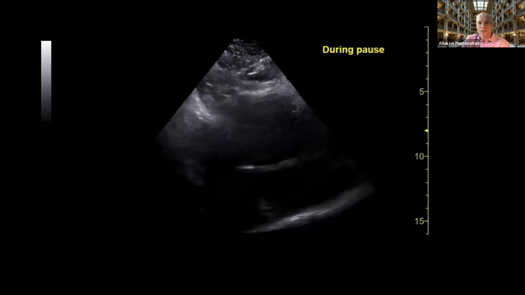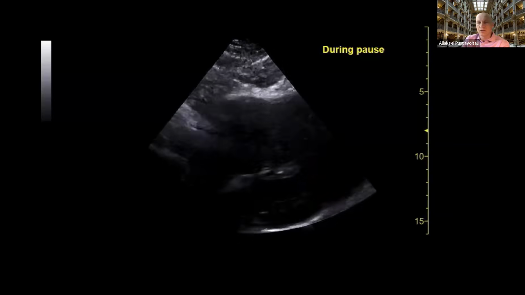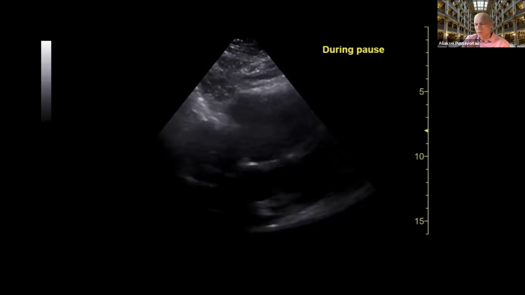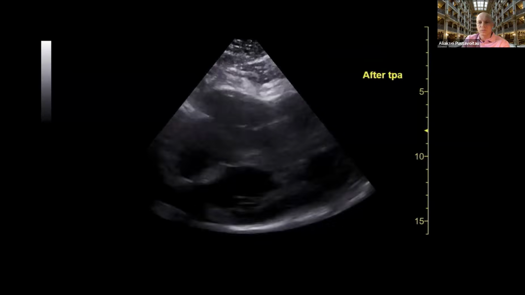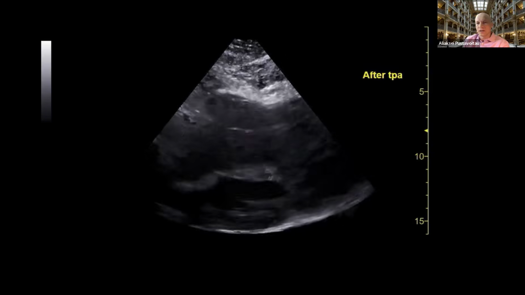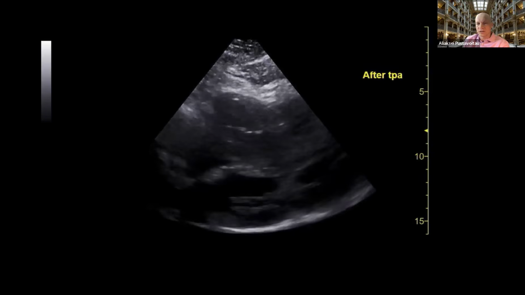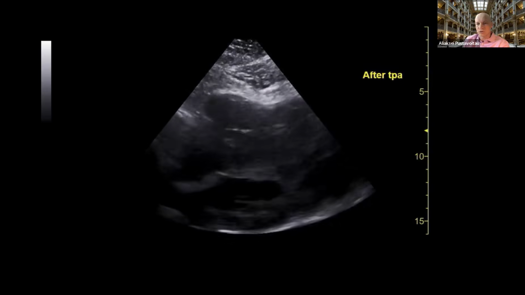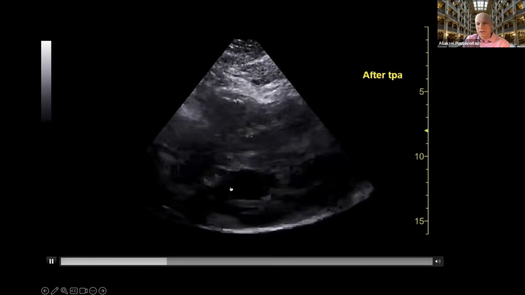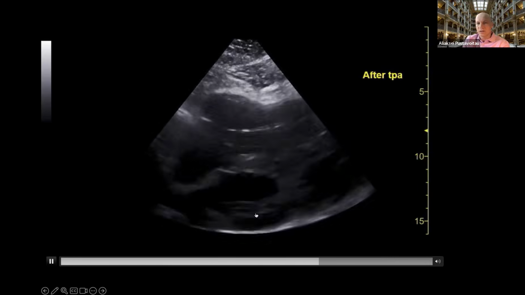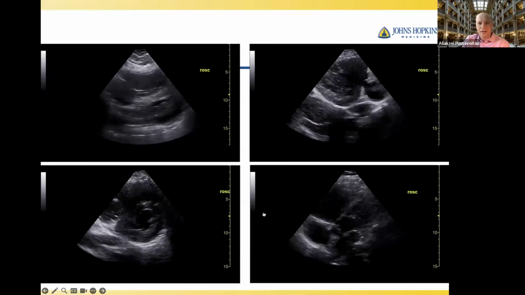So we did that, and we see the heart is moving. Now we have to decide what is the cause of the arrest. In this patient, we presumed it was acute pulmonary embolism until proven otherwise. So this patient received tissue plasminogen activator, and resuscitation was continued. About 20 minutes later, we see that the right-sided chambers look better. On the left side, you can see there is still not much blood flow, but it's better than on the previous slides. And then eventually the patient gets return of spontaneous circulation.